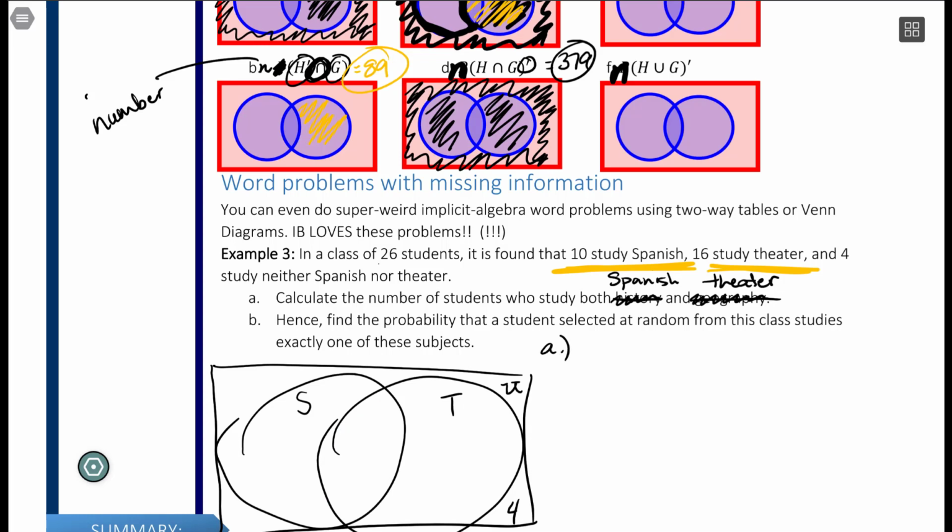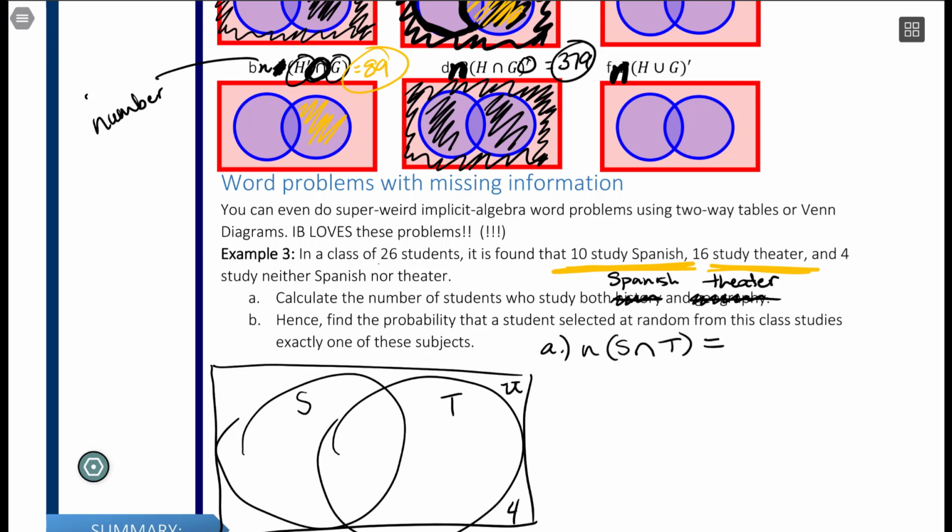So part A wants us to calculate the number of students who study both Spanish and theater. Okay, so let's go ahead and try and work with that. That's going to be looking at the number of students that study both Spanish and theater. Okay, now I don't know what this number is. This is what I want to try and figure out.